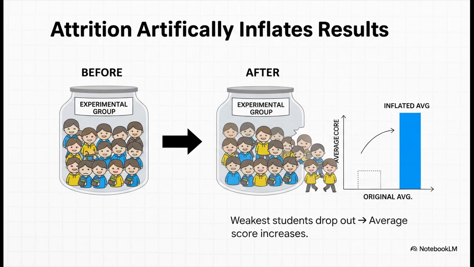Let me paint you a picture. Imagine your new teaching method is pretty challenging. So a few of the weakest students who are really struggling just decide to drop the class. All of a sudden, the only people left in your group are the stronger students. So when you look at the final average score, it looks amazing. But it's not real, it's artificially high because all the low scores just disappeared.